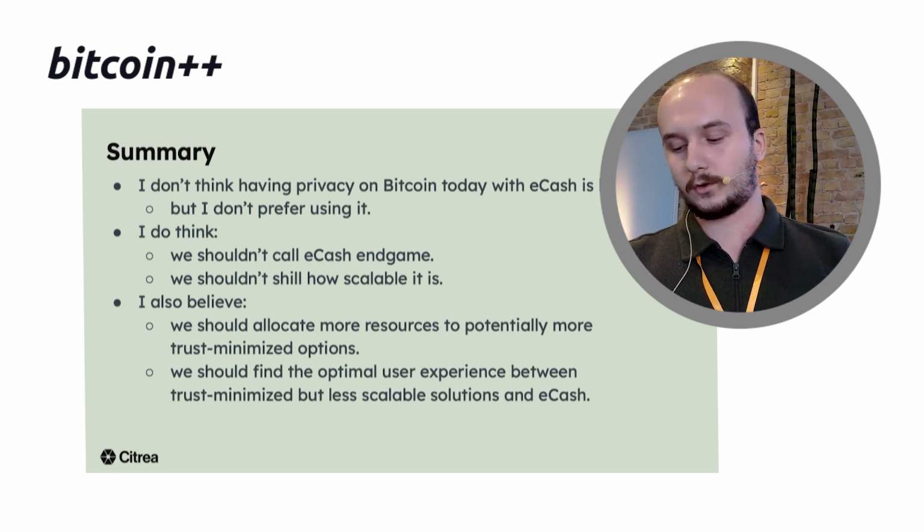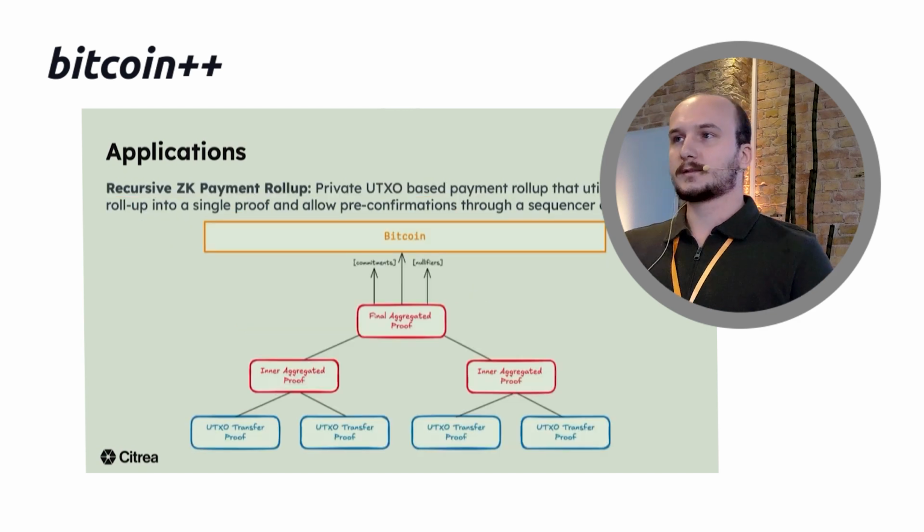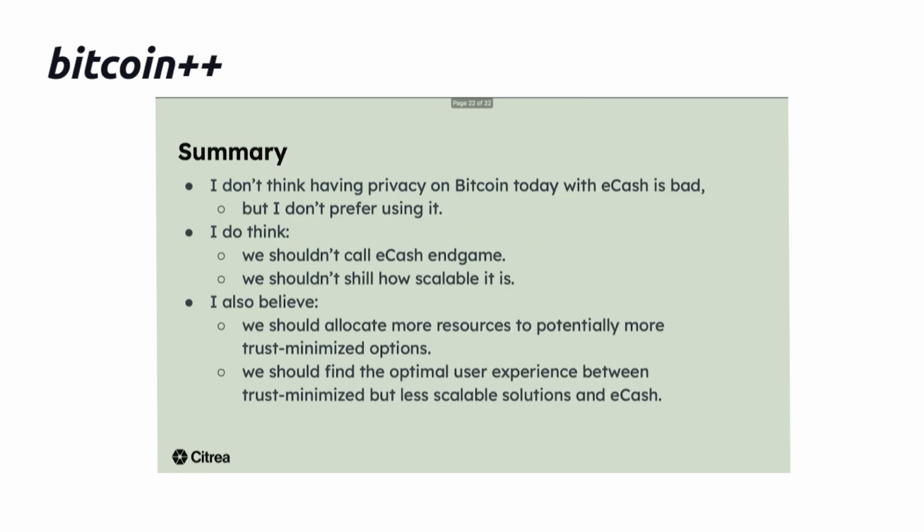We should find the optimal balance between the eCash solutions and trust-minimized solutions. These primitives that I talked about, the shielded CSV and the payment rollup, are not as scalable as eCash maybe, but we can find the optimal balance. Today on Citrea, you can pay a Lightning invoice using atomic swaps, so we can build a user experience where users can immediately swap between eCash and rollups, and they can choose their own threshold for their custody safety. And yeah, that's all. Thank you for listening.